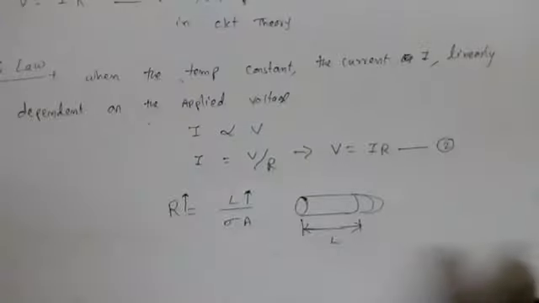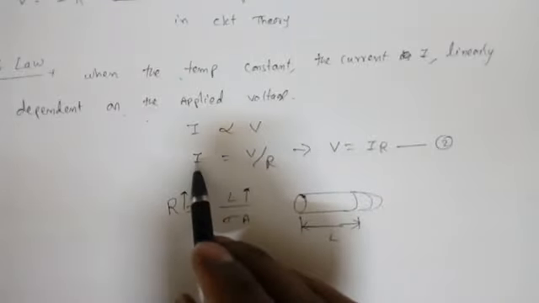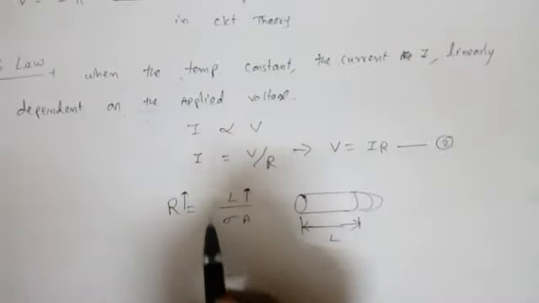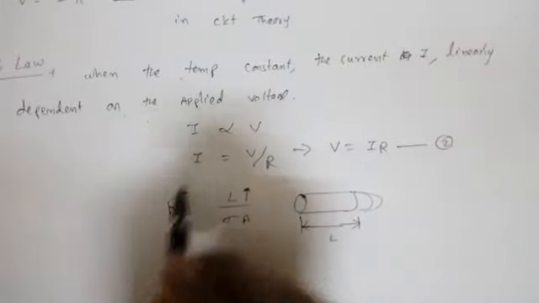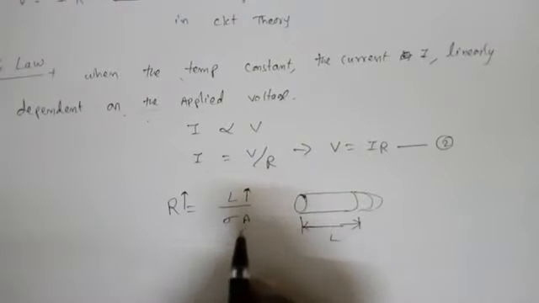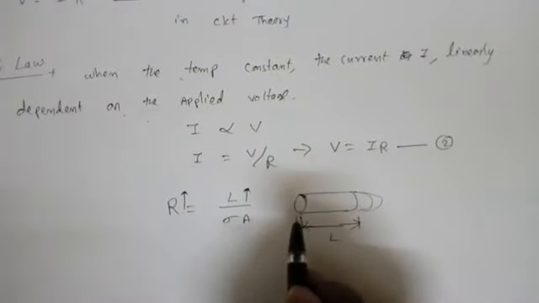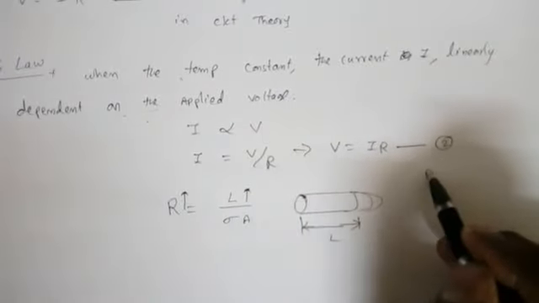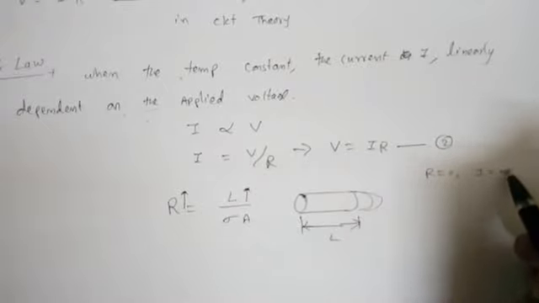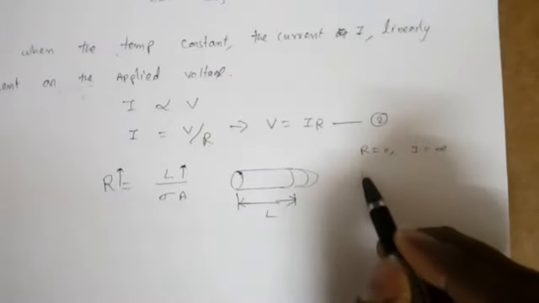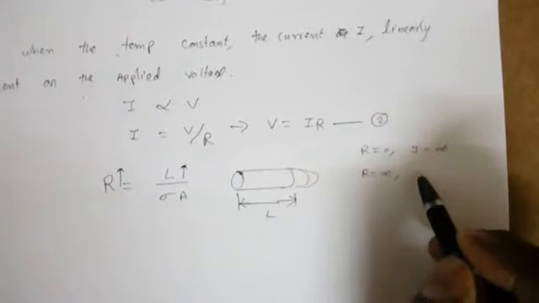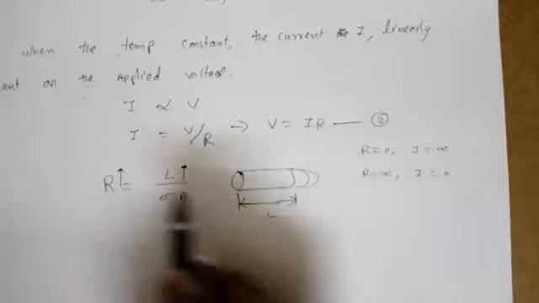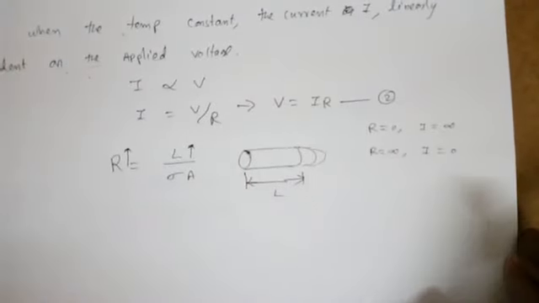When resistance is increasing, what happens to current I? So I is equal to V by R. When resistance is increasing, current will decrease, right? So that is the effect of resistance. We know that when resistance is very high, the current is very small. When R is equal to 0, the current is infinity, very high current will flow. When R is very high, that is infinity, the current is 0. So when resistance is very high, there is no current flow. That is the reason, right?